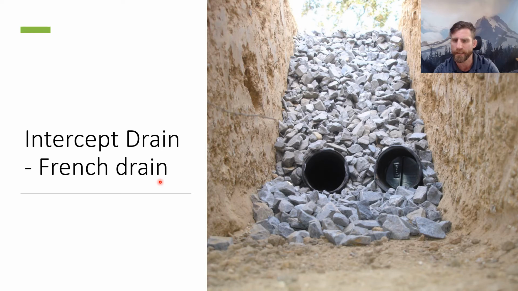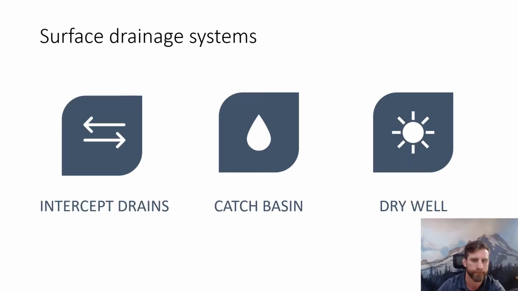Here's an example of a French drain, and usually the difference with a French drain here is you have fine or coarse gravel going all the way up to the soil surface. You don't have any sand on top of it here to provide some media for plant material to grow in. If it's just gravel all the way up to the top, we typically call it a French drain rather than an intercept drain. Okay. All right, so we talked about intercept drains and French drains.